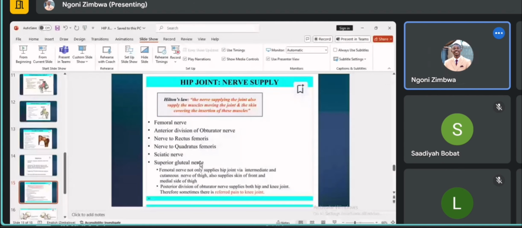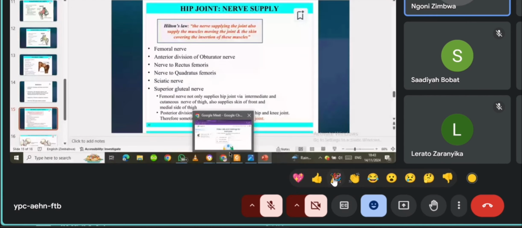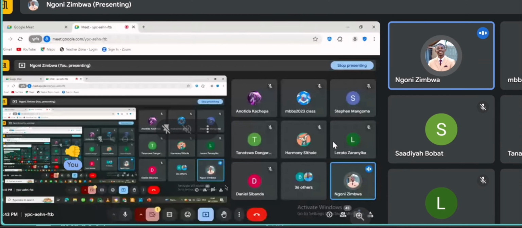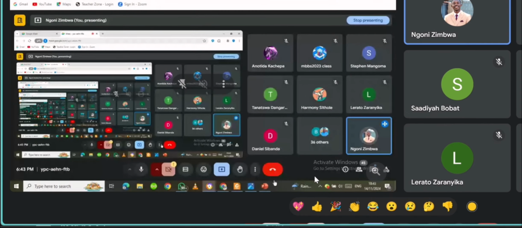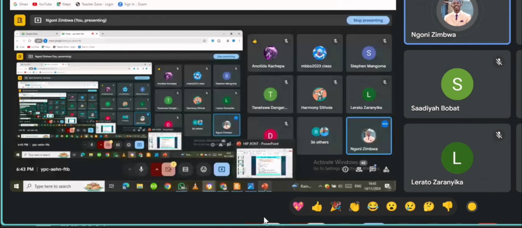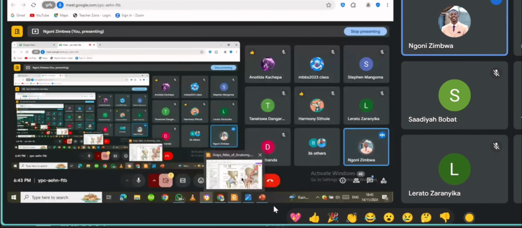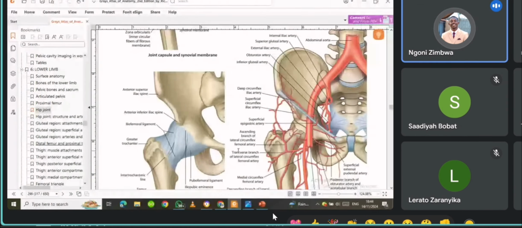And mind you, we have nerves that supply both the hip joint as well as the knee. For example, the posterior branch of the obturator nerve supplies the knee as well as the hip joint. So pain of the hip joint can as well be transferred to the knee. You need to take note of that one.